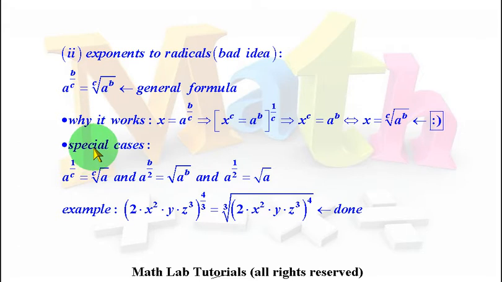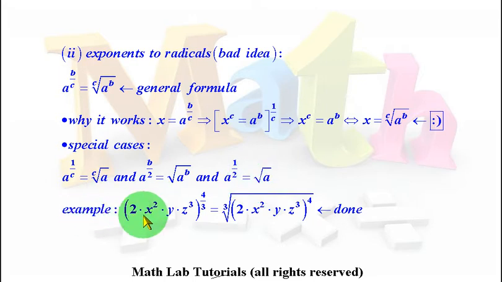Okay, so special cases, whenever you see a to the power 1 over c, that really means the cth root of a. Whenever you see a to the power b over 2, that means the square root of a to the power b. And whenever you see a to the power 1/2, it means the square root of a. Okay, so let's go through an example.